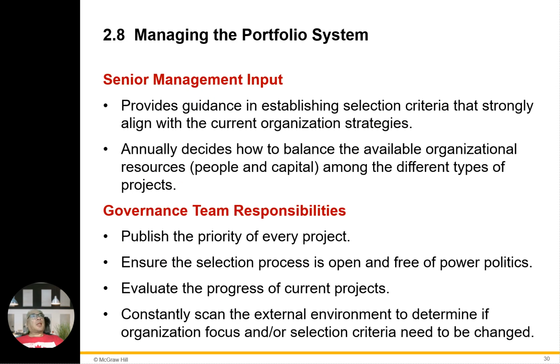Okay. Let's go back to the system again. 2.8, managing the portfolio system. Senior management input provides guidance in establishing selection criteria that strongly align with the current organization strategies, and will decide how to balance the available organization resources and people capital among the different types of projects. The governing team is responsible for publishing the priority of every project, ensuring the selection process is open and free of power politics, evaluating the progress of current projects, and constantly scanning the internal environment to determine if the focus needs to be changed.